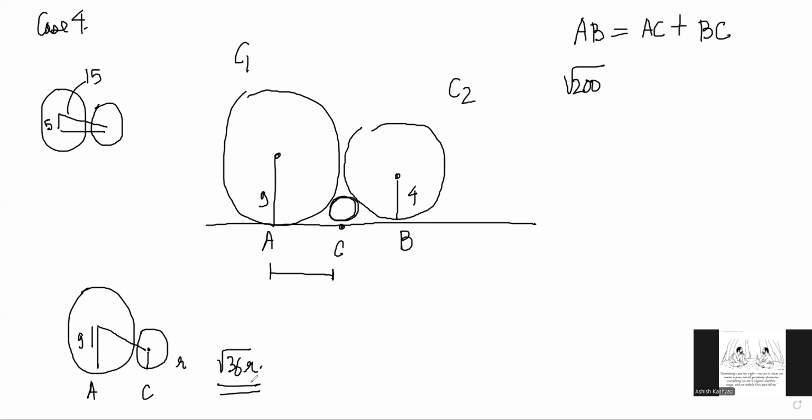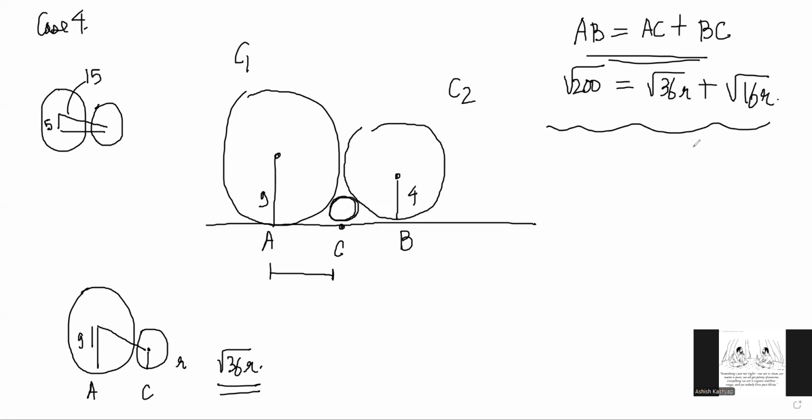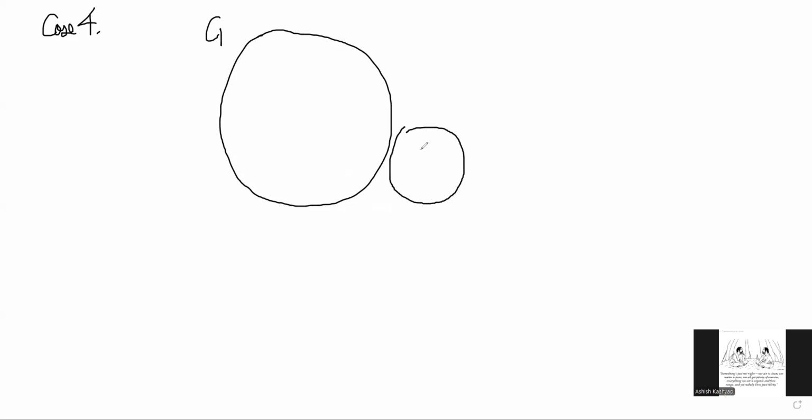Wait, I have already done this case actually. So I'm making a mistake. If you recall, I had already done this case. This was case 1. So I will get an equation like root 36R plus root 16R. So this configuration was already covered and radius came out as 2 in this case. So I will do the actual fourth configuration. This fourth configuration looks like this. Circle A is like this, circle C1. This is a smaller circle C2.